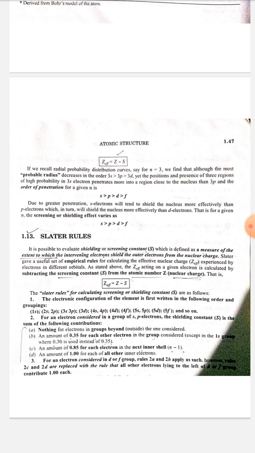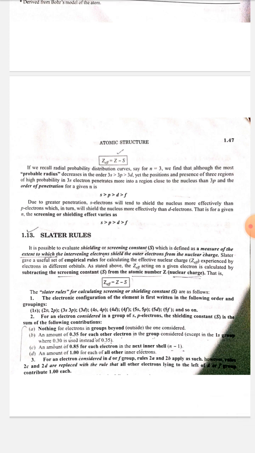Slater's rules. It is possible to evaluate the shielding or screening constant S, which is defined as a measure of the extent to which the intervening electrons shield the outer electron from the nuclear charge. Slater gave a useful set of empirical rules for calculating the effective nuclear charge experienced by electrons in different orbitals. As stated above, Z effective acting on a given electron is calculated by subtracting the screening constant S from the atomic number Z, the nuclear charge, that is, Z effective = Z − S. The Slater rules for calculating the screening or shielding effect S are as follows.